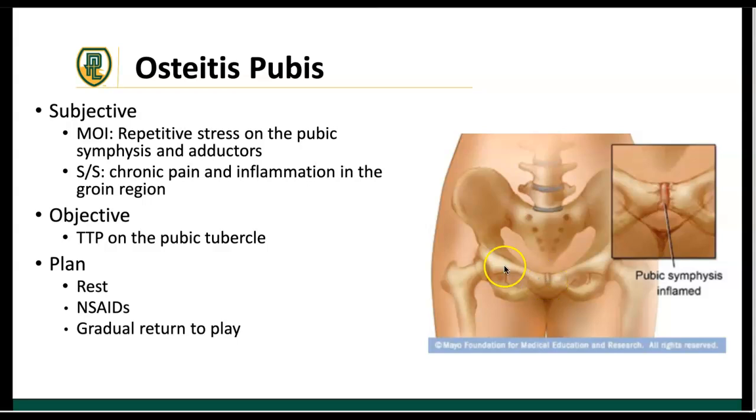Then that patient will start to develop a chronic pain and inflammatory process within the groin or anterior pubic region. That patient's going to have tension on the actual pubic tubercle, which is going to be the most anterior portion of the pelvis. So what do we do for them, right? Really rest, NSAIDs, and avoid abduction moments as much as is possible, and then a slow, gradual return to play, particularly if they're gymnasts and or soccer players.